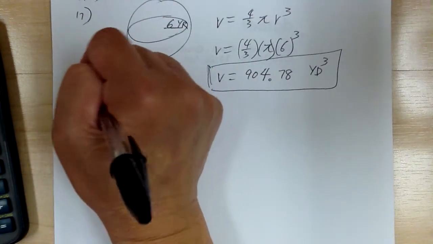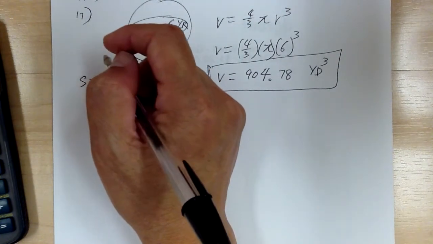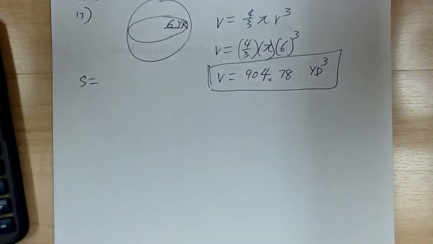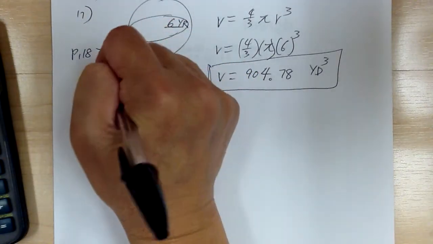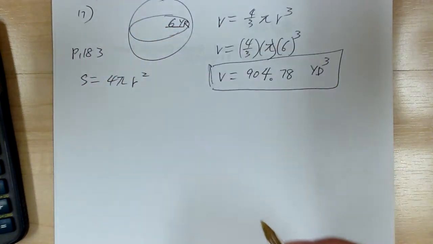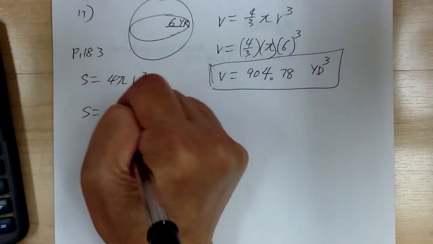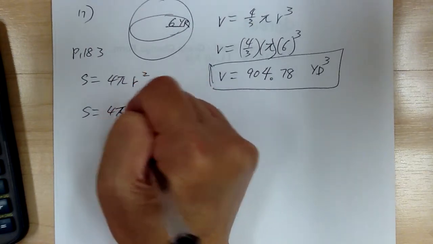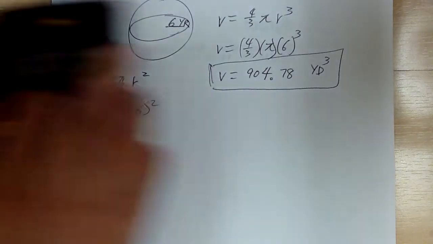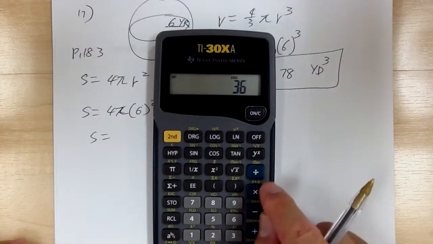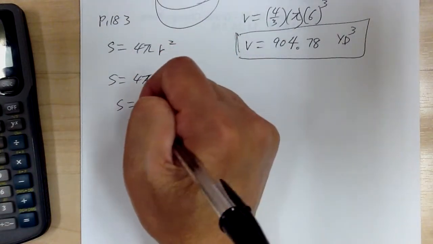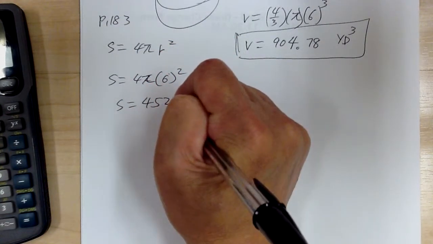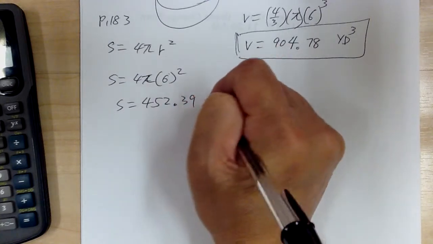And the surface area. In case you wonder where the formula is, there's a page with all the formulas for these. That formula is on page 183. So the surface area is equal to 4 pi r squared. So S equal to 4 pi times 6 squared. Work it out in the calculator, and you get 452.39 square yards.